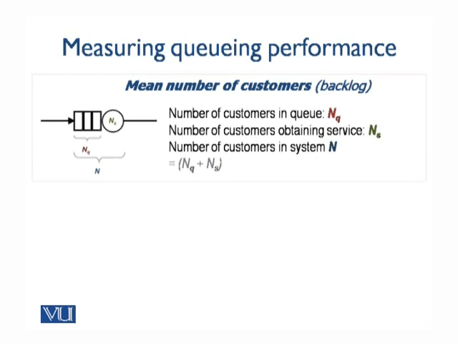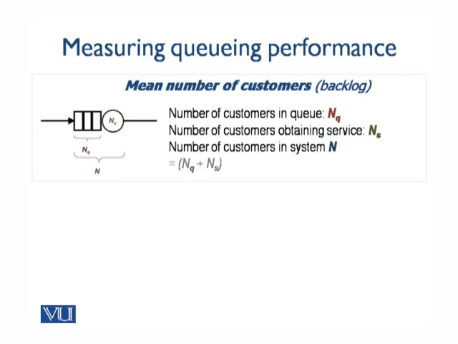We can analyze the system by expressing the number of customers that are waiting in a queue. So when I say waiting in a queue, that excludes the number of customers that are actually obtaining service. I can also talk of the number of customers obtaining service. This may be more than one if you have multiple servers. Also, we can talk of the number of customers in the entire system. This includes both the customers in service and also those that are waiting for service.